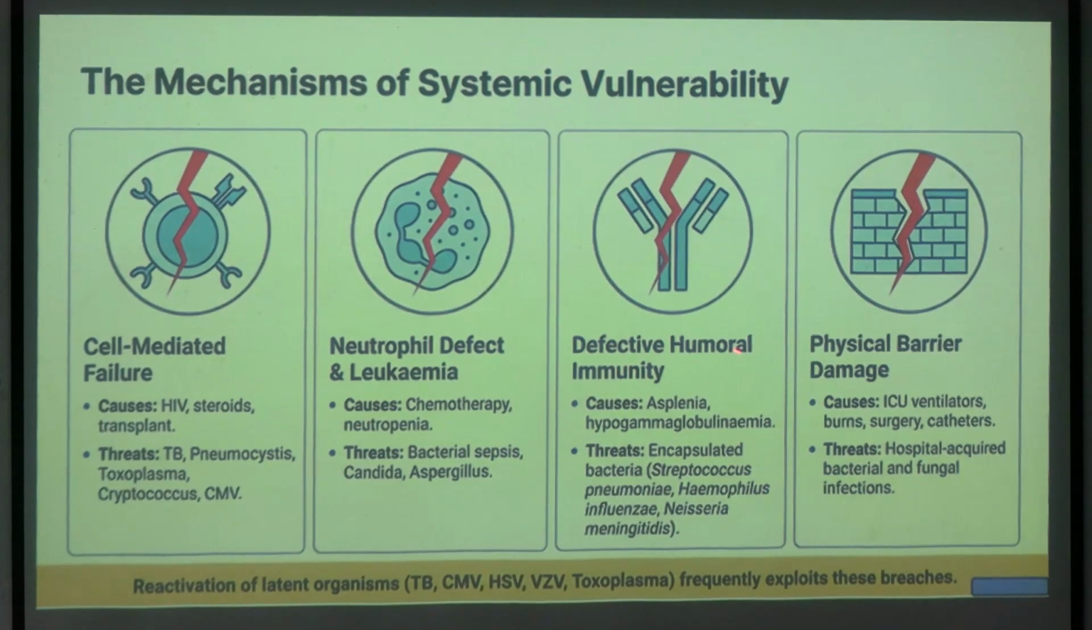Another is defective humoral immunity. Humoral immunity means their plasma cells release antibodies. That antibody is also not released because they don't have proper plasma cells.